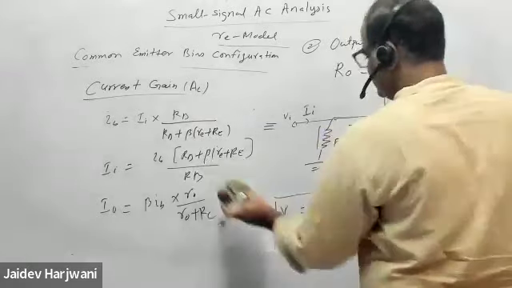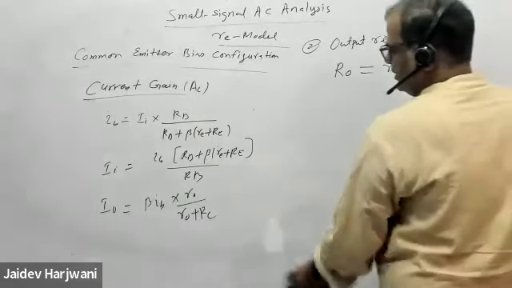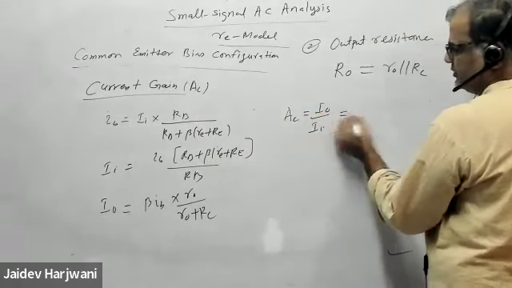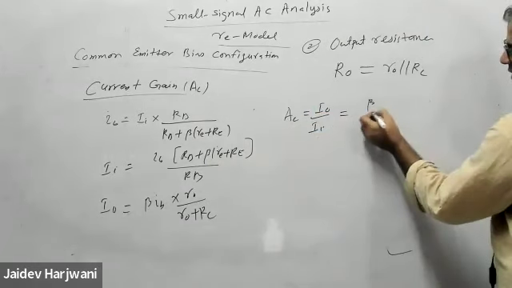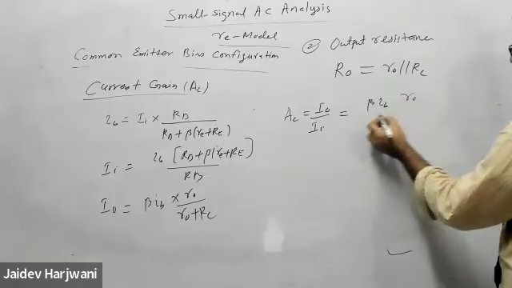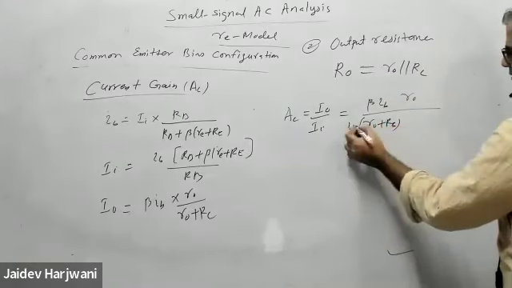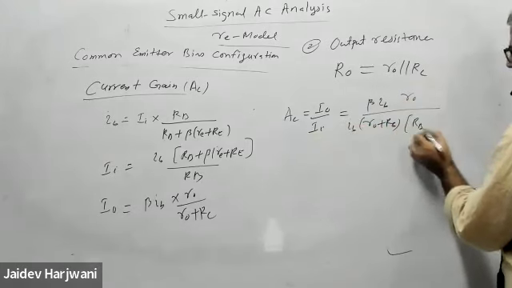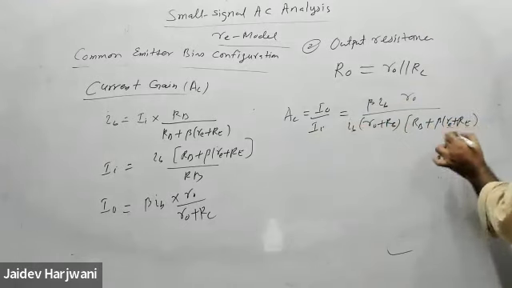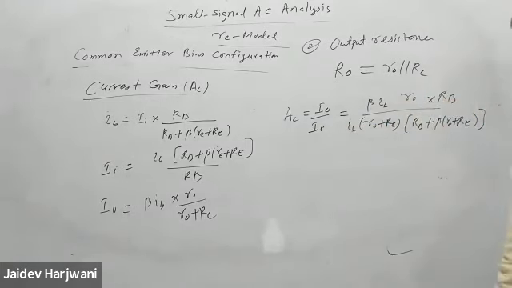Now just find the ratio current gain. So current gain is I naught upon I input, that will be beta IB, R naught plus RC, and here IB, RB plus beta RE plus RE into RB. Okay, this is the actual formula.